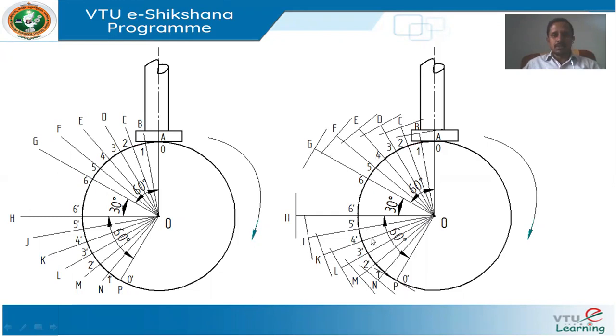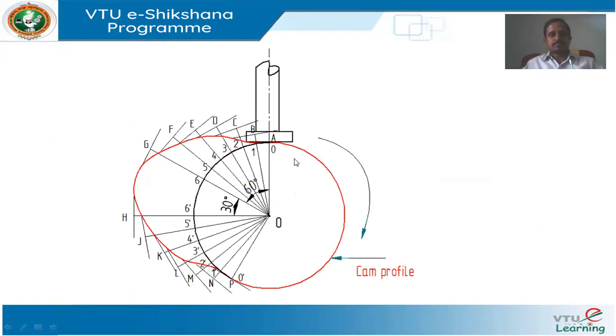Similarly, during the return stroke, through H, J, K, L, M, N, P, draw the lines perpendicular to OH, perpendicular to OJ, perpendicular to OK, perpendicular to OL, perpendicular to OM, perpendicular to ON, perpendicular to OP respectively. After constructing these lines, in the next step, we need to draw the cam profile.